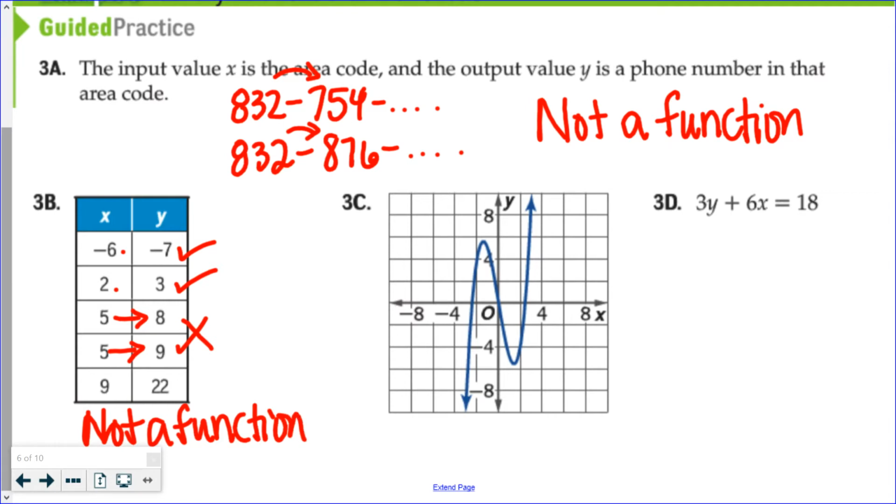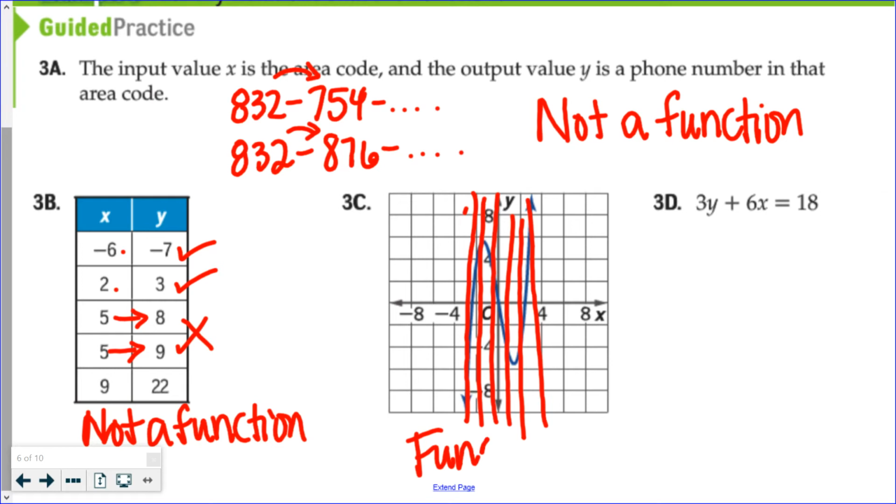All right, 3c, we're going to have a graph here, so the best thing to do with a graph is the vertical line test. And so no matter where I draw my line here, these are really skinny slopes, but hopefully you get the idea that no matter where we draw our line, it's only going to hit that graph at one point. So this is a function.